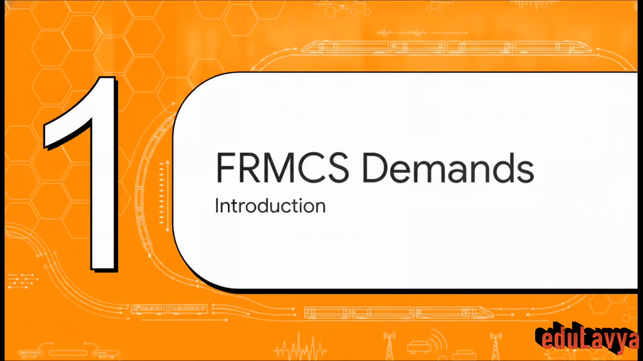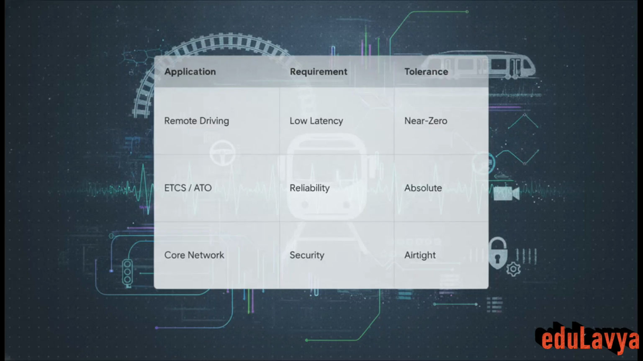Section 1. Introduction to FRMCS demands. Notice the massive engineering contradiction we're facing here, right? Digital rail applications like remote driving and automated train operations demand this crazy mix of heavy video transmission, absolute packet reliability, and near zero latency for things like the European Train Control System. But at the exact same time, the core network requires airtight security. Building a topology that actually delivers all of this simultaneously is our ultimate goal.